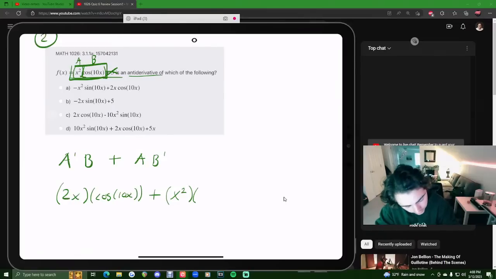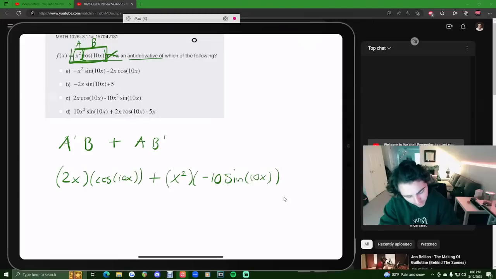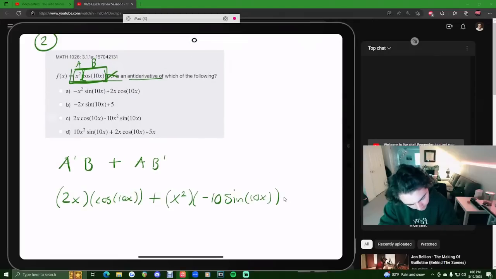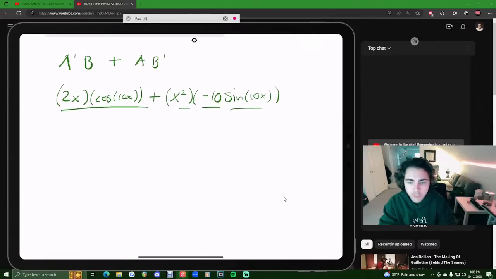So a little bit of chain rule here. Derivative of cosine is negative sine of 10x, but then we need to multiply by the derivative of the inside layer, which is, so the inside layer is 10x, and its derivative is 10. So combining everything, we have negative 10 sine of 10x. And that's it. So this one, it's not as ugly in terms of simplifying it. And so I think we can see 2x cosine of 10x, and then negative 10x squared sine of 10x right there. So C is our answer here. All right, good product rule example.